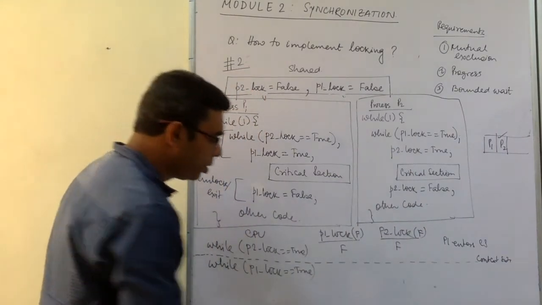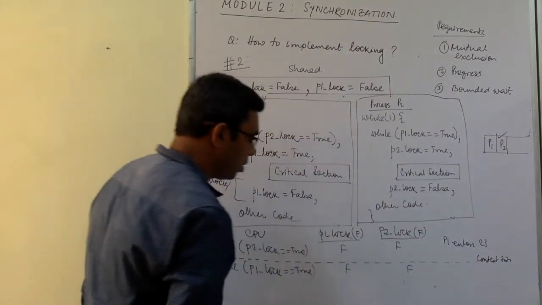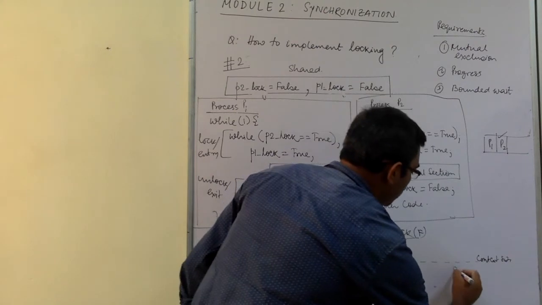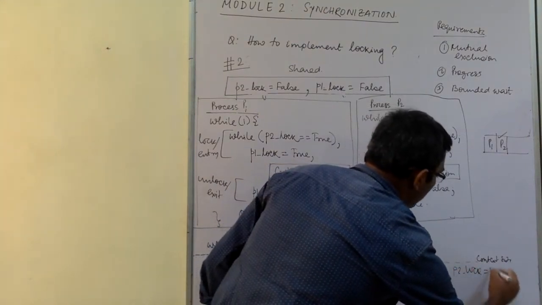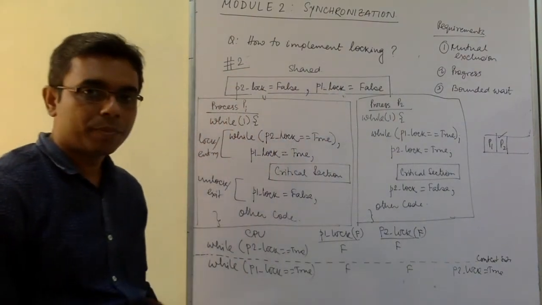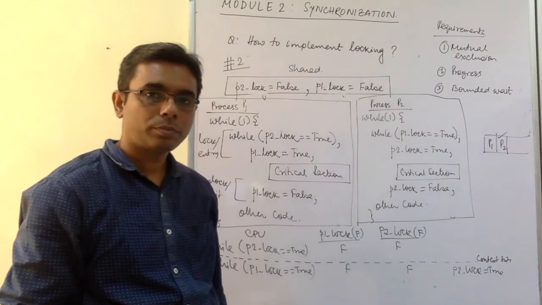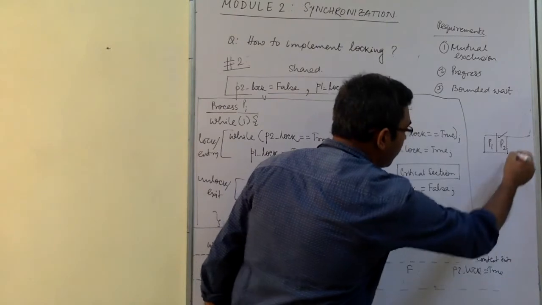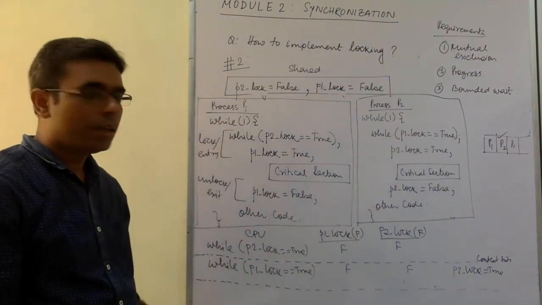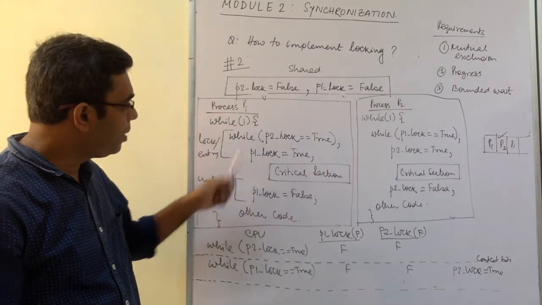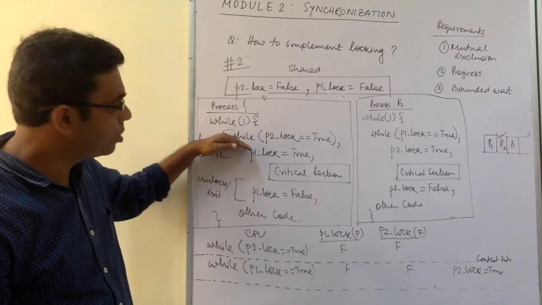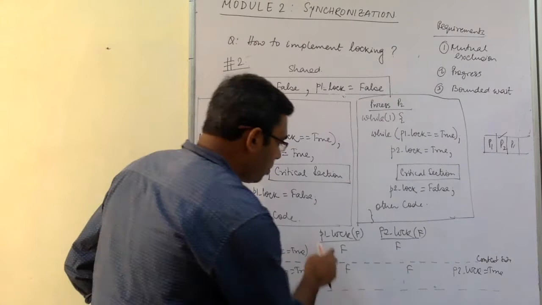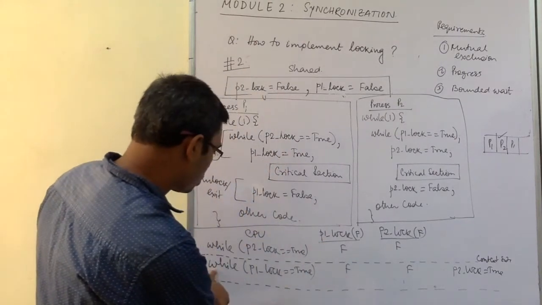So P1 lock is still false, and what will P2 make? Suppose it has gone through the next line, and it will make P2 lock equal to true. Now there is again a context switch, and you have the control back to P1. Remember, P1 had already executed this line and had found it to be false, so it falls through this, and now it makes P1 lock equal to true.